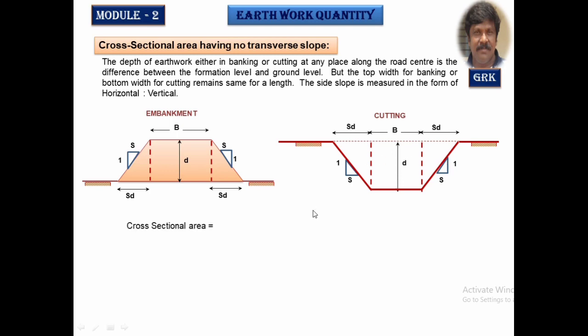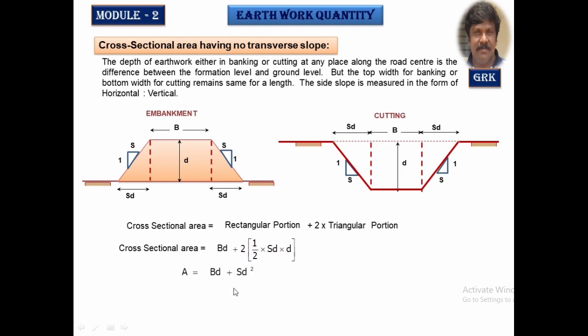So let us see how to calculate. The cross-sectional area is equal to the area of the rectangular portion, whether it is embankment or cutting, plus 2 times the area of the triangles on the sides, the two triangular portions. We know the area of a rectangle is B into D. Area of a triangle is half into base into height, multiplied by 2 sides. Therefore, it comes out to be BD plus S D square. This is a formula I am going to use throughout the session.